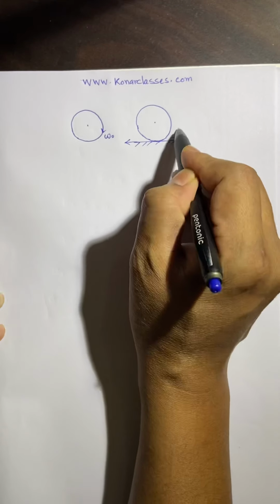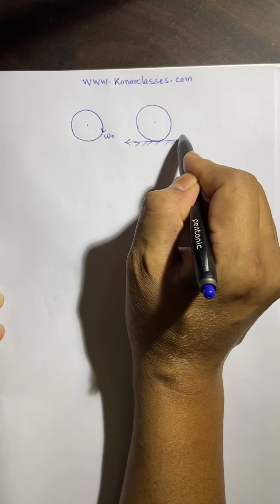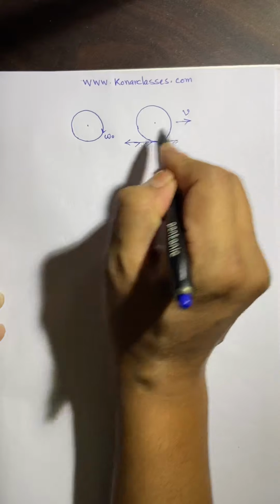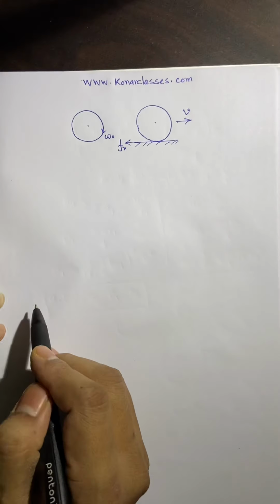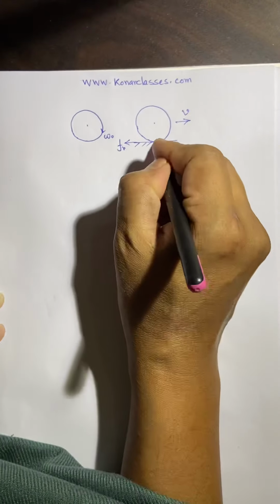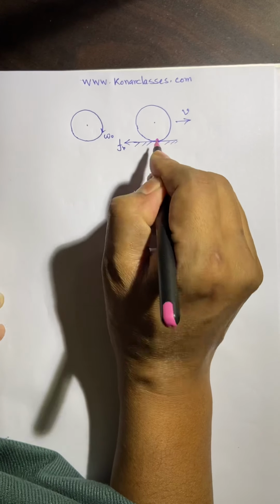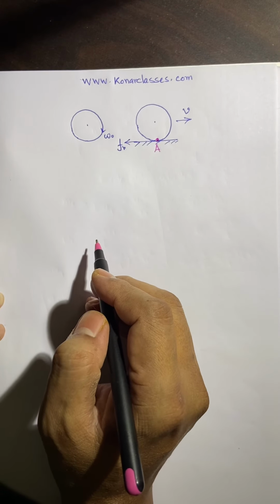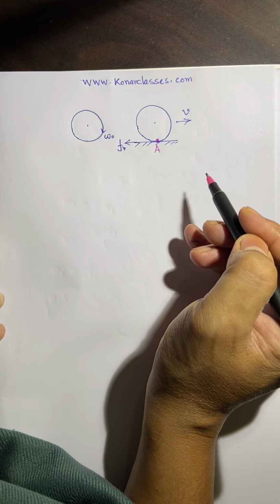So let's say the hoop will move in the right hand side direction as we draw here with a velocity v. The friction Fr will be acting opposite to the velocity. So if we consider a point here, this is the point A. At this point, the total external torque is 0.